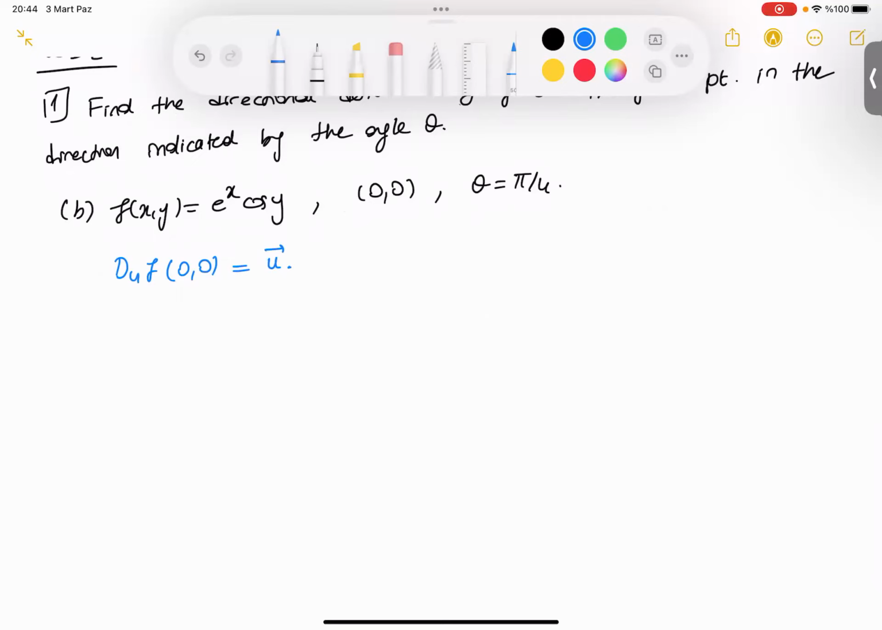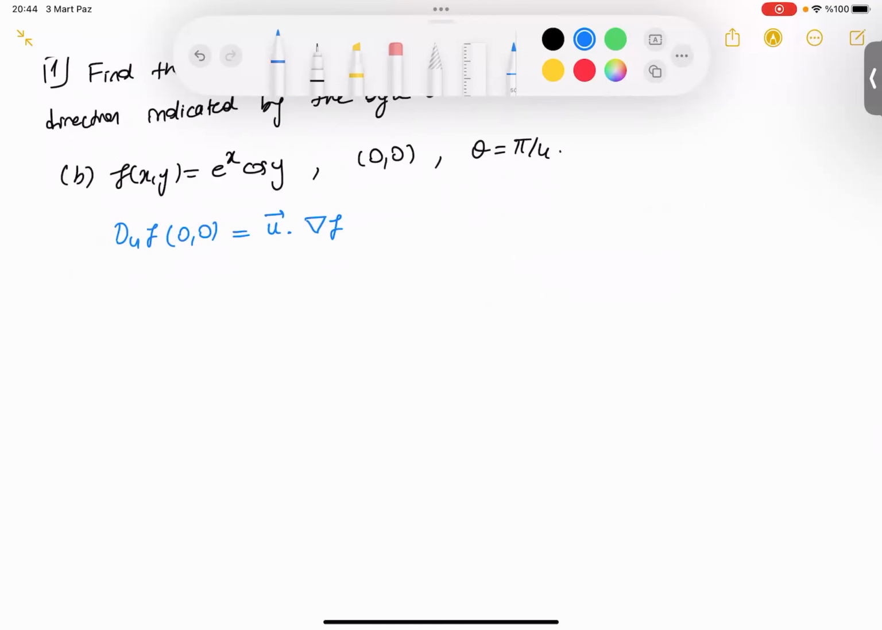If you say the direction vector u, then you will find this. Okay, you will find the gradient at the given point. So let's look at first the gradient of f. You find the derivative of f with respect to x for the first component, which is e to the x cosine y, and f sub y is minus e to the x sine y. You just take the derivative with respect to coordinates. Okay, first x, then y.